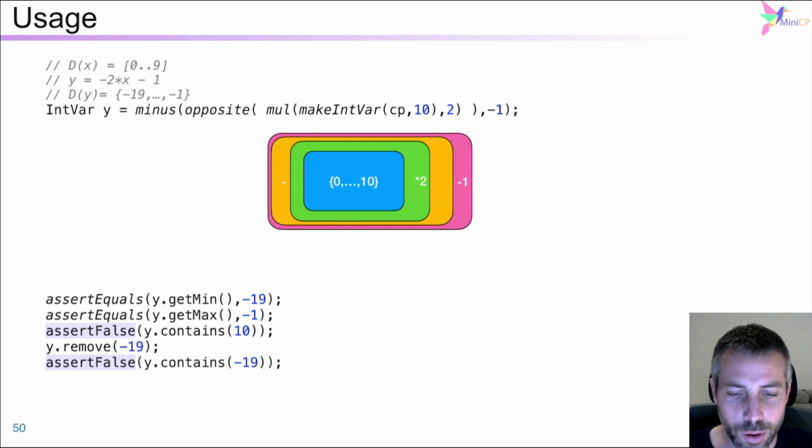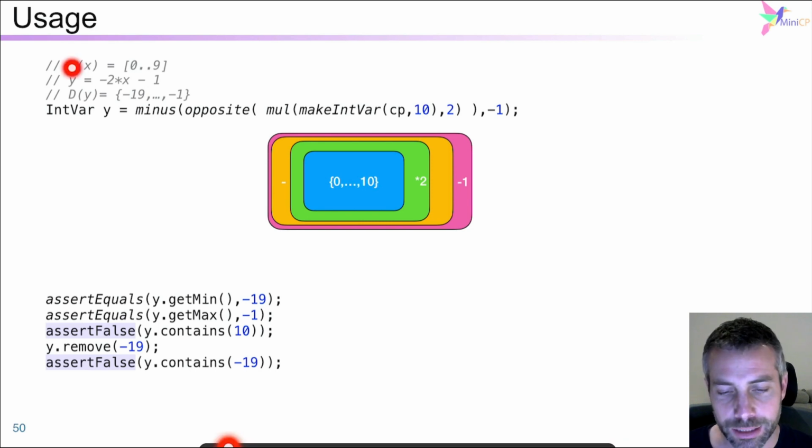So let's see now how to create a view on a variable. We have this situation. We have a domain for the variable x, which is 0 up to 9. And we would like to create a view -2 times x minus 1.